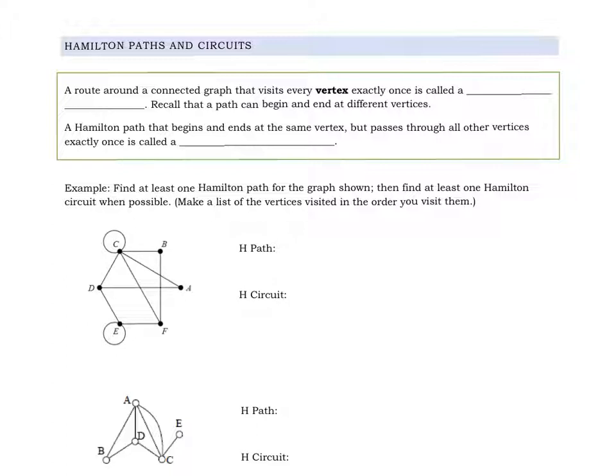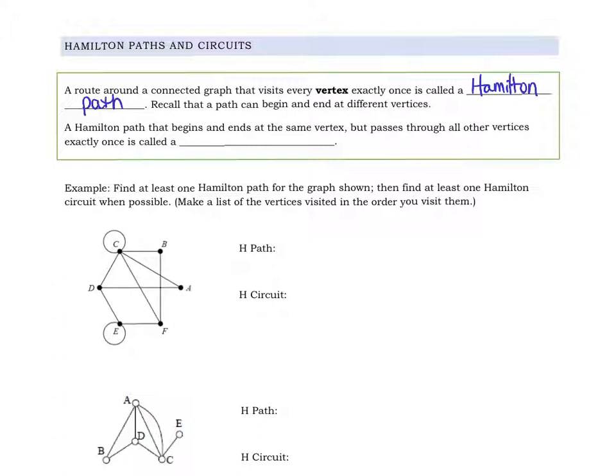Okay, so when a route goes around a connected graph, has to be connected, that visits every vertex once, is called a Hamilton path. Okay, and again, a path can begin and end at different vertices. So Hamilton, sorry, I forgot the L there. A Hamilton path means we're visiting every vertex exactly one time.